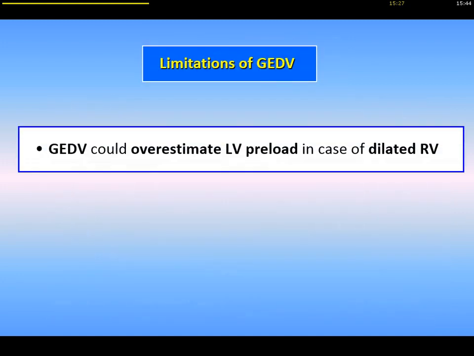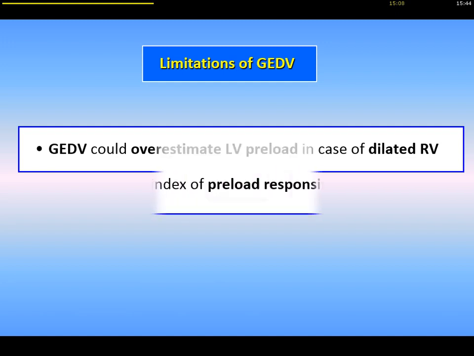What are the limitations of GEDV? In fact, we know that GEDV could overestimate left ventricular preload in case of dilated right ventricle, of course, because it is a global marker. So you can have some high values in case of RV dilation and a normal left ventricular preload.